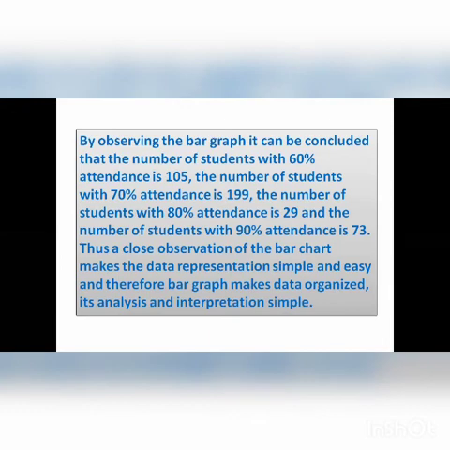Now, by observing the bar graph, it can be concluded that the number of students with 60% attendance is 105. The number of students with 70% attendance is 199. The number of students with 80% attendance is 29. And the number of students with 90% attendance is 73. Thus, a close observation of the bar chart makes the data representation simple and easy. And therefore, a bar graph makes data organized, and its analysis and interpretation simple.